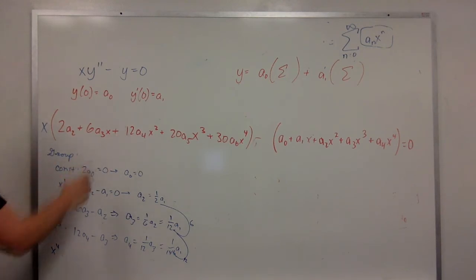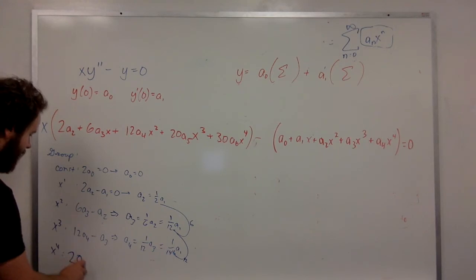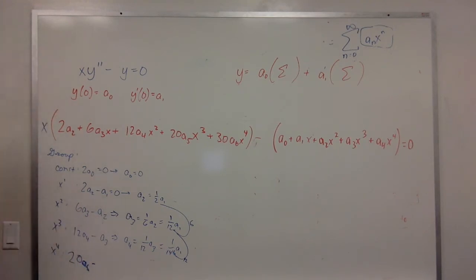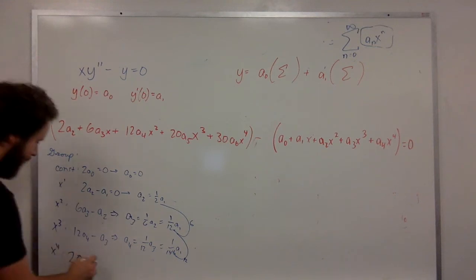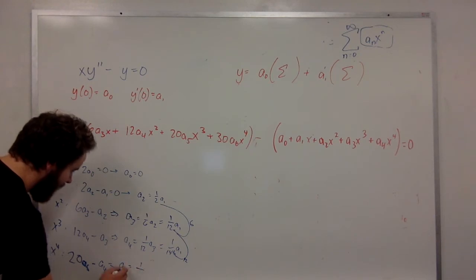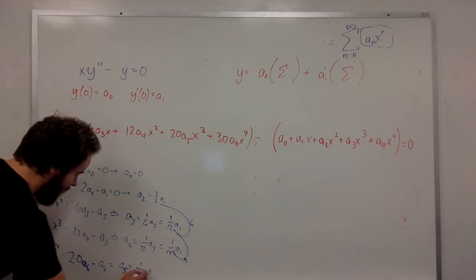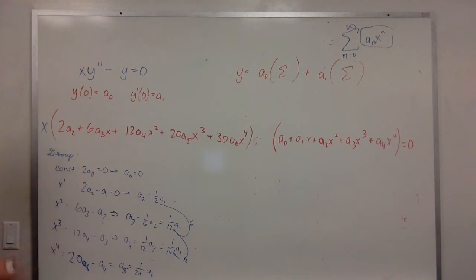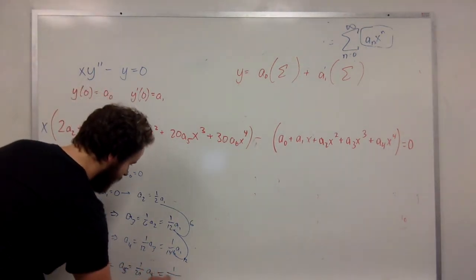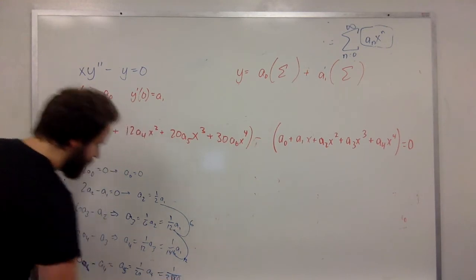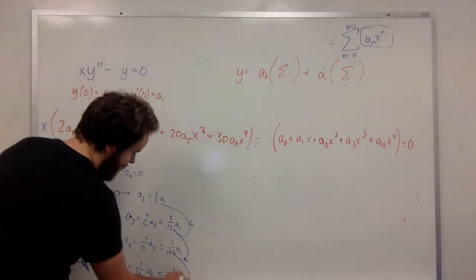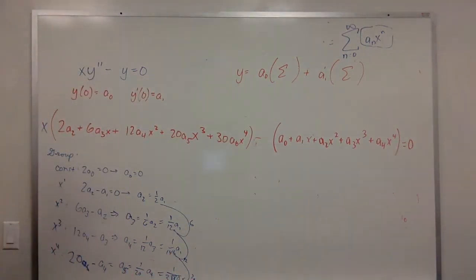X to the 4th terms. We have a 20, a5, minus a4. So that means a5 is 1/20th a4. But since a4 is 1 over 144, we have 1 over 2880. So I multiply this by 20. It's hard to see what the pattern is here.